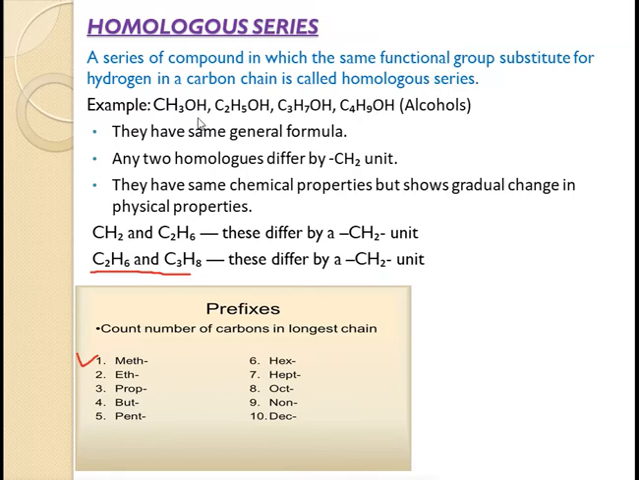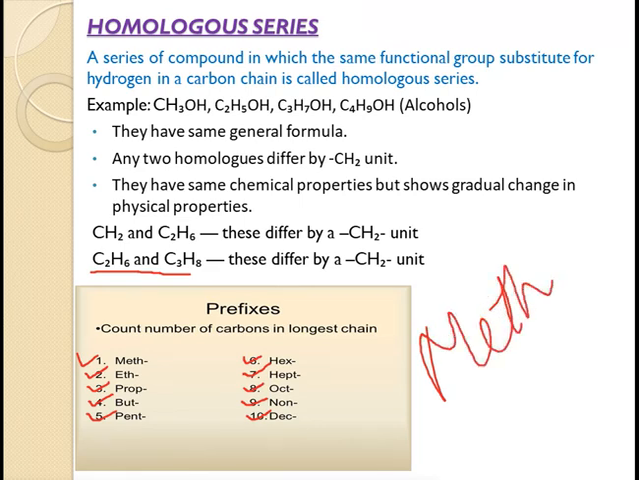If two carbon atoms are there, then you write eth. For 3 carbon atoms, you write prop. For 4 carbon atoms, but. For 5 carbon atoms, it's pent, and for 6 carbon atoms, it's hex. For 7 carbon atoms, it's hept. For 8, it's oct. For 9, it's non, and for 10 carbon atoms, it's dec.